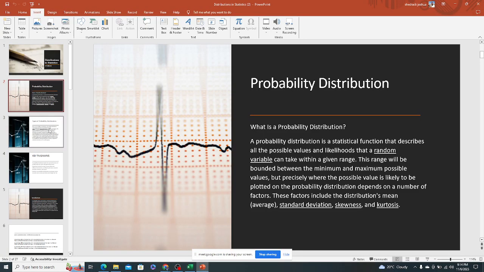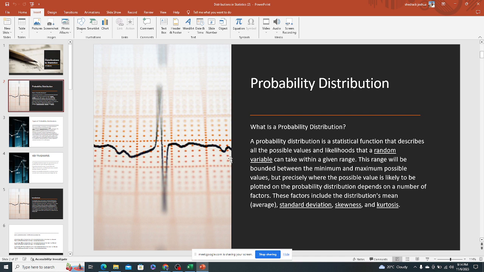Let's continue. Under probability distribution, we'll be trying to see how we can model different probabilities, that is, the likelihood of a value or an event happening. We'll also see the factors which might affect the probability distribution.